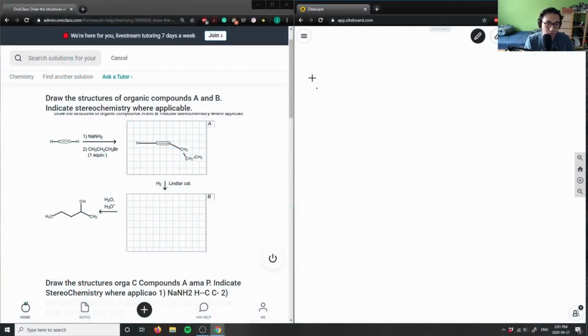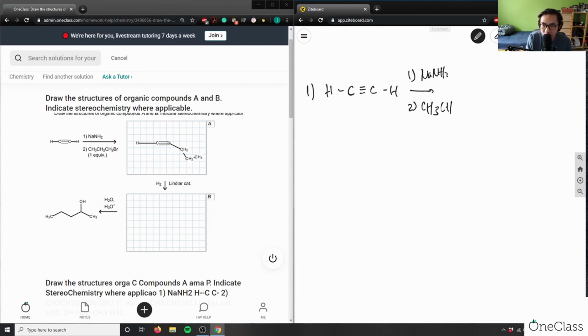Let's see, question 1. So we have an alkyne, an ethyne, so a C triple bond C. The first step here is reacting with sodium amide. And the second step is I'm also reacting it with CH3CH2Br. So this is some type of alkyl halide, and there's one equivalent of that. And what do I get?